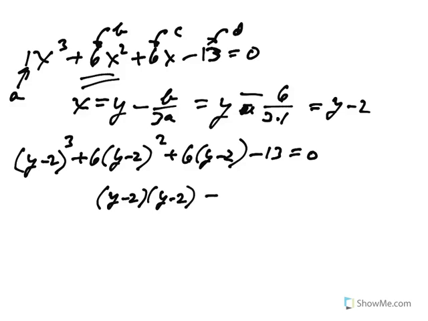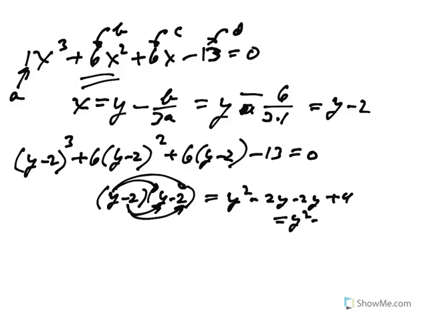So y minus 2 times y minus 2, you do sort of a distributive property thing where each term gets multiplied by each other term. So you get y squared minus 2y, minus 2y plus 4, which is y squared minus 4y plus 4.